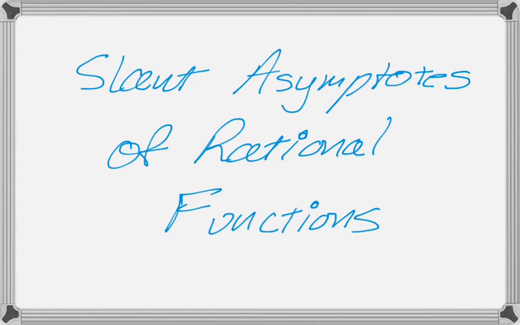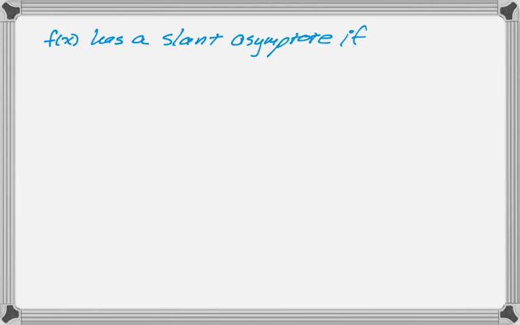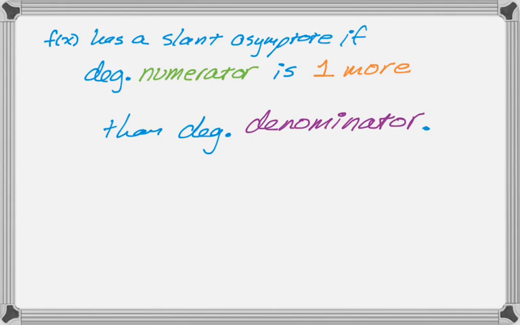Okay, in this video we're going to talk about the slant asymptotes of rational functions. So first we have to know when that will happen. A rational function, remember, is a polynomial divided by a polynomial. A rational function will have a slant asymptote if the degree of the numerator is exactly 1 more than the degree of the denominator. As long as that's true, you're going to get a slant asymptote.